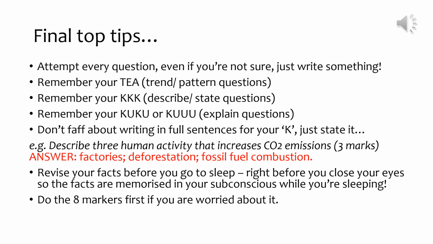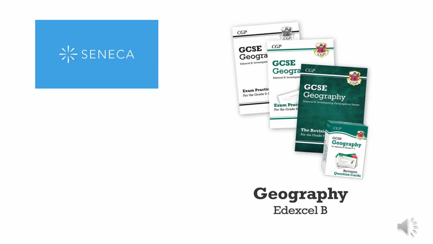Revise your facts from your CGP guide just before you go to bed. Do that in particular for your fieldwork, which you can revise really well in detail so it's memorised in your memory. Do the 8 markers first if you're worried about it. And just remember that to get 5 on this exam, a grade 5, we need to get at least 50% marks, okay? So if you're panicking in this exam, just really think about which questions can you do, which are going to be the easiest. Try not to leave anything blank at all.